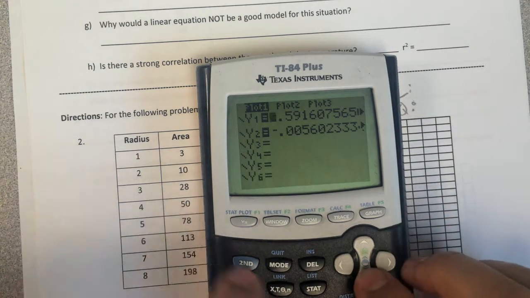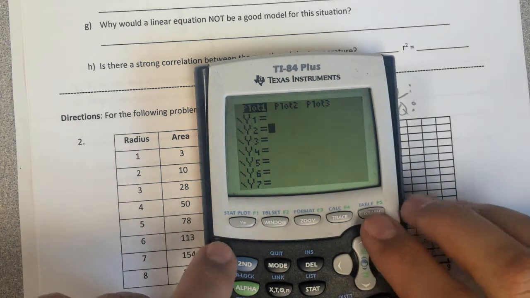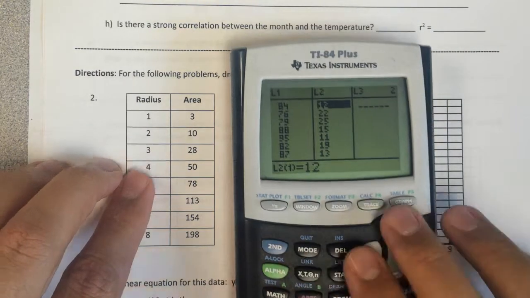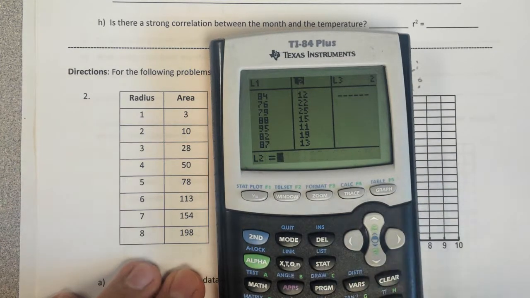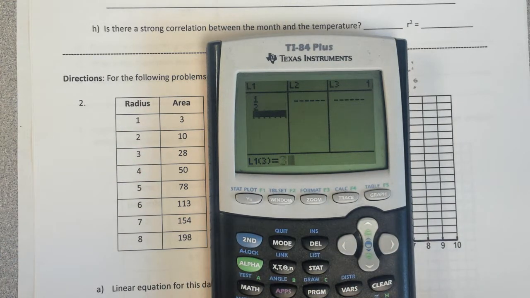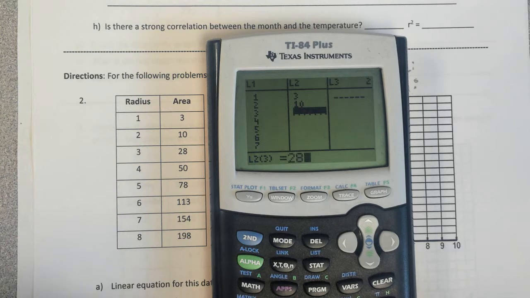I'm going to go to y and clear all these equations out. Clear, and then stat enter, and plug all these in. To clear these, by the way, go up there and press clear enter. Go up there, press clear enter, and plug all these in. 1, 2, 3, 4, 5, 6, 7, 8. Over, we have 3 enter, 10 enter, 28 enter, 50 enter, 78 enter, 113 enter, 154 enter, 198 enter. Those are all my points.